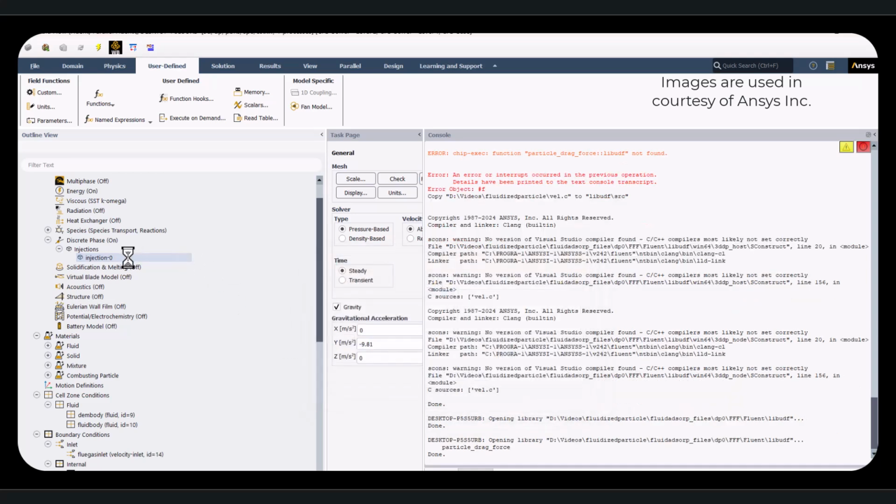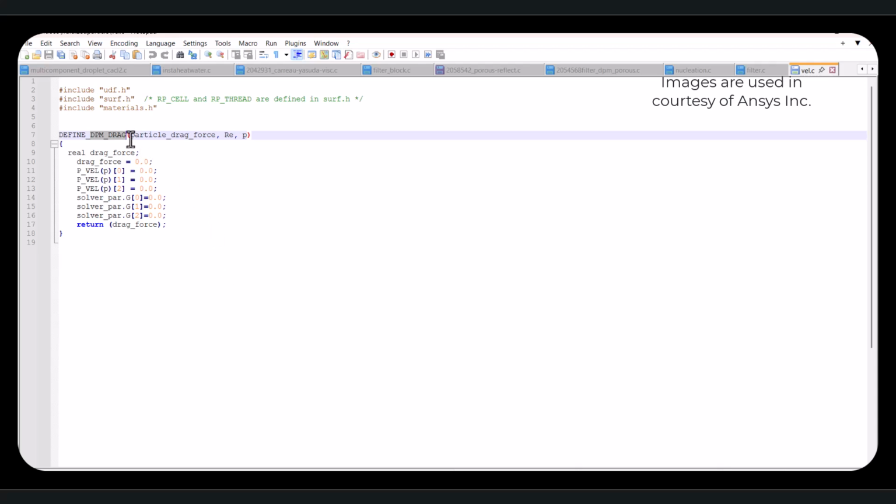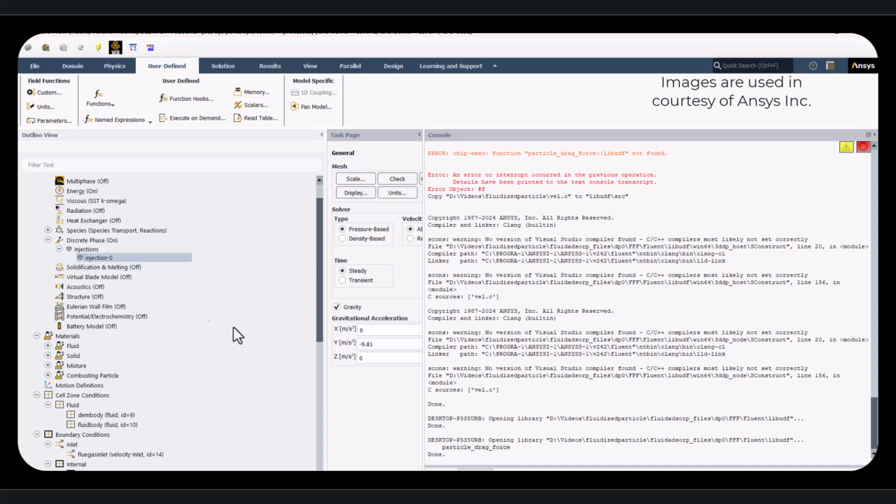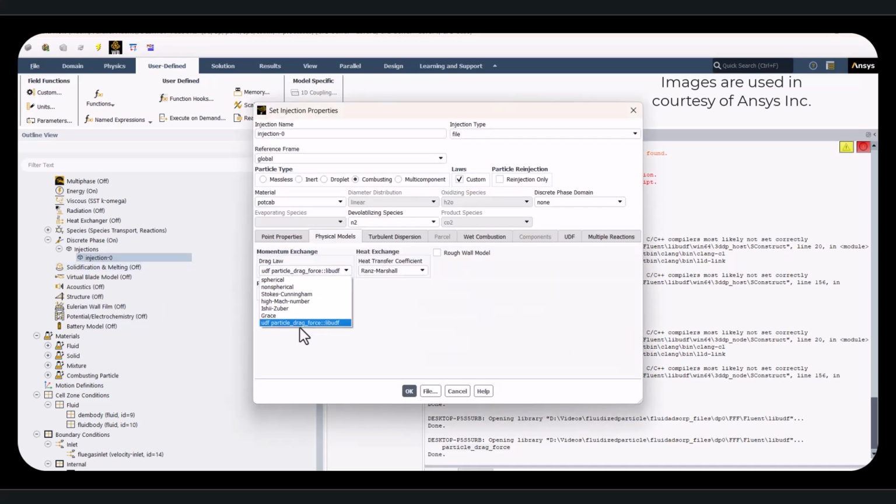Load it. That's it. You will see the particle drag force. This is the macro name that you're able to see, and where you have given this. Now just go to the injections tab. You can drag and drop, and you can see the particle drag force. As the particle drag force is zero, it will not move with respect to the velocity. Click OK.